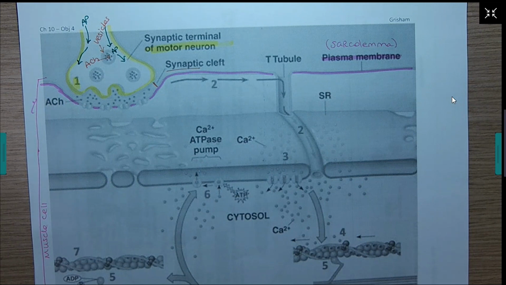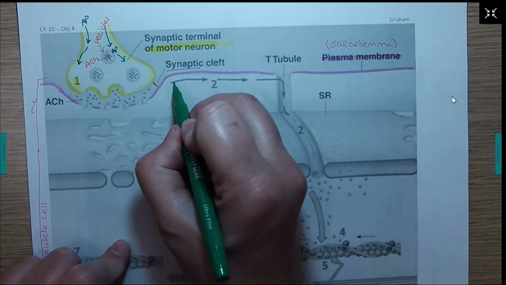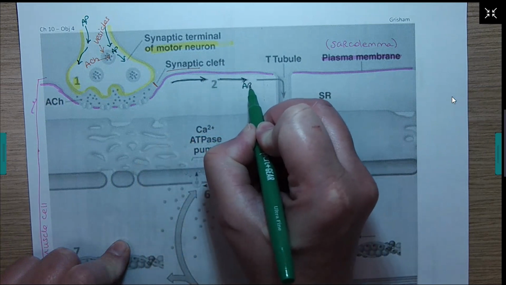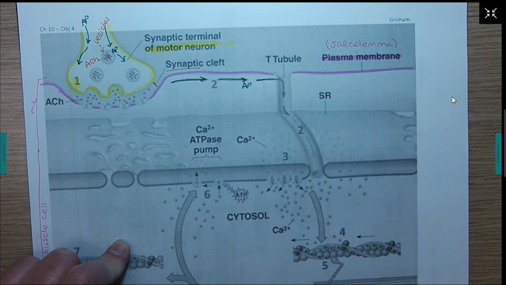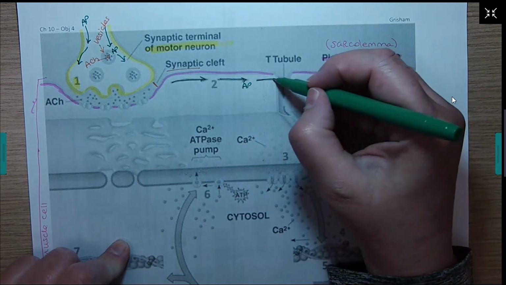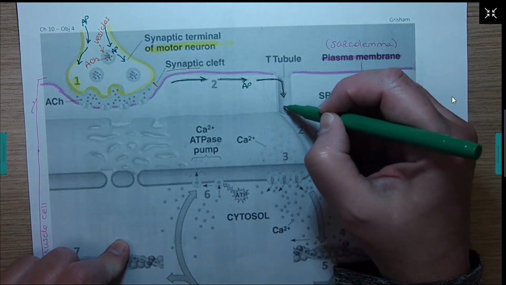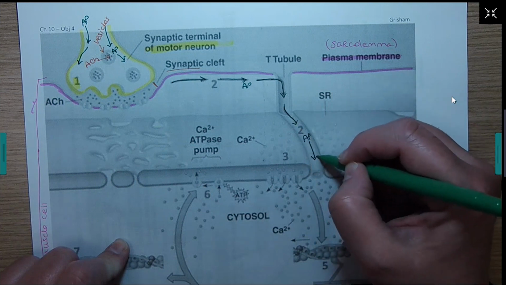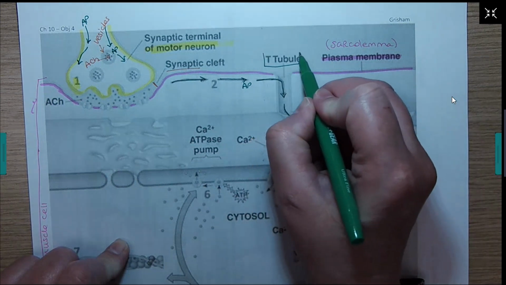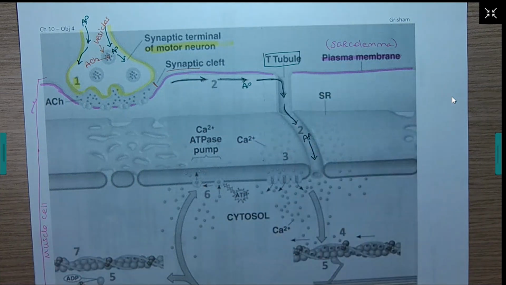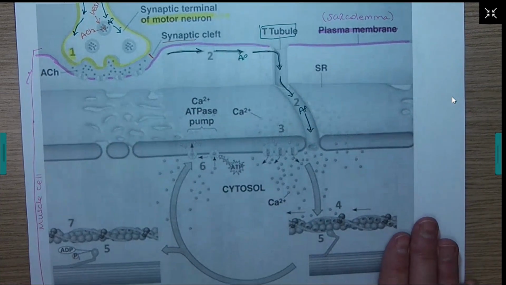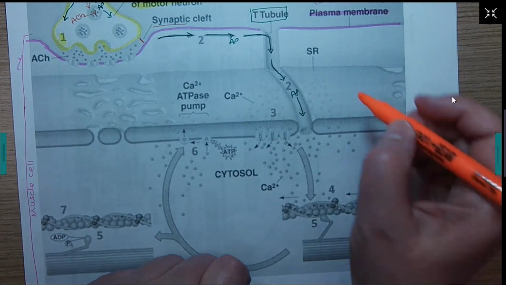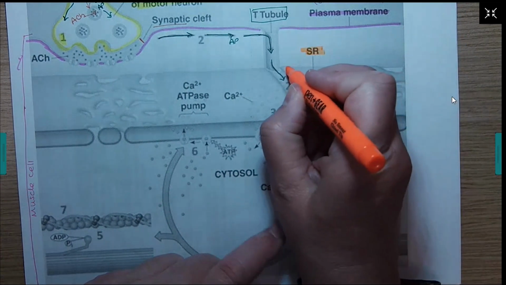So the action potential is going down or going across the sarcolemma, and it's going to go into the T-tubule. So this is the action potential going into the T-tubule right here. That's number 2. You've got your sarcoplasmic reticulum right here.